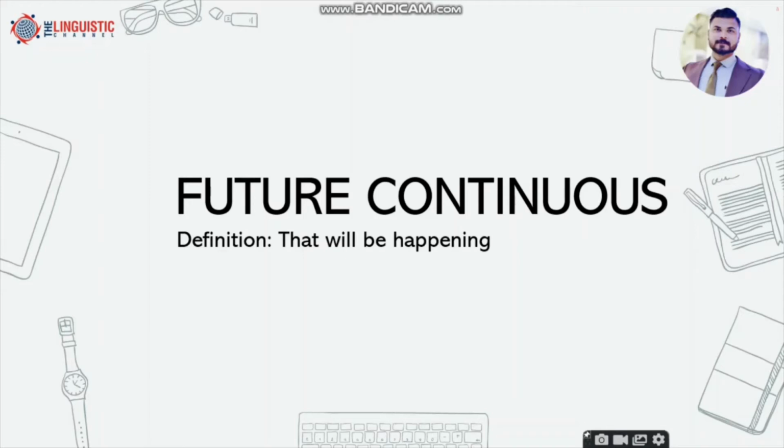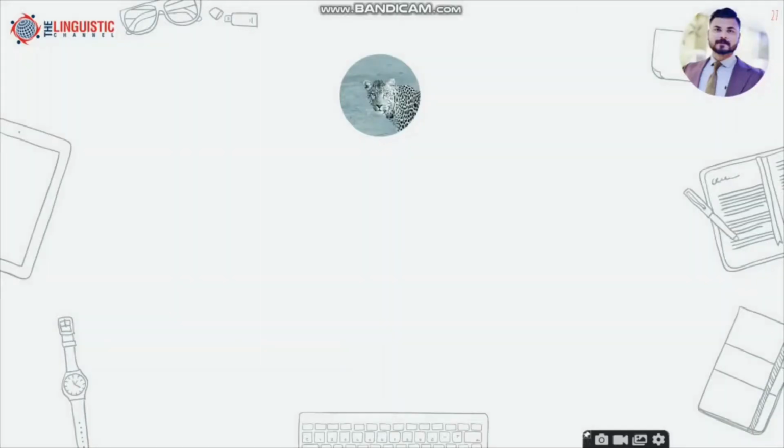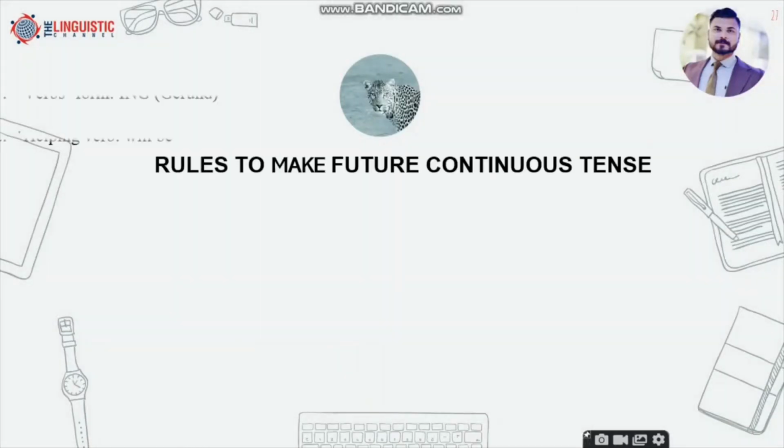Okay, so now let's go for the other tense, which is a future continuous tense. Future means mustaqbil. In Hindi we call it, bhavishya. Continuance means जारी. तो ऐसा काम जो जारी रहेगा उसके लिए we use future continuous tense. Great. So you see the definition that says that will be happening. जो भी हो रहा होगा. Okay. So now let's go for some rules.